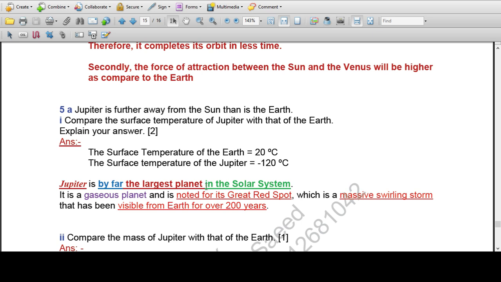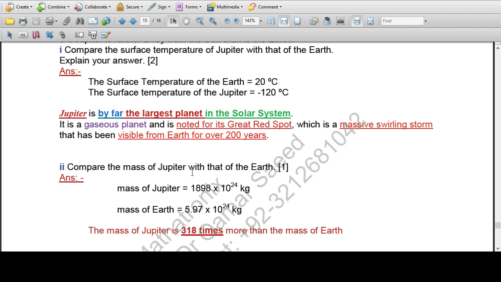Jupiter is by far the largest planet in the solar system. It is a gaseous planet and is noted for its great red spot, which is a massive swirling storm that has been visible from Earth for over 200 years.